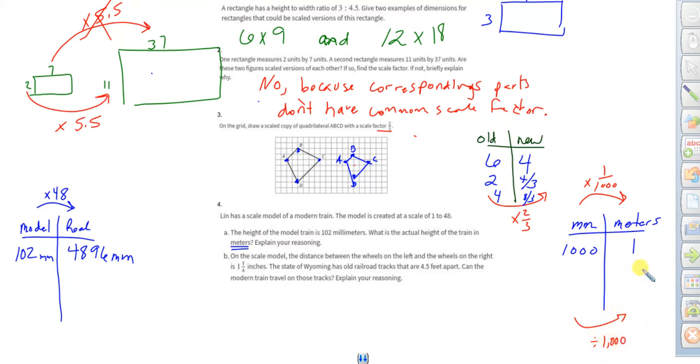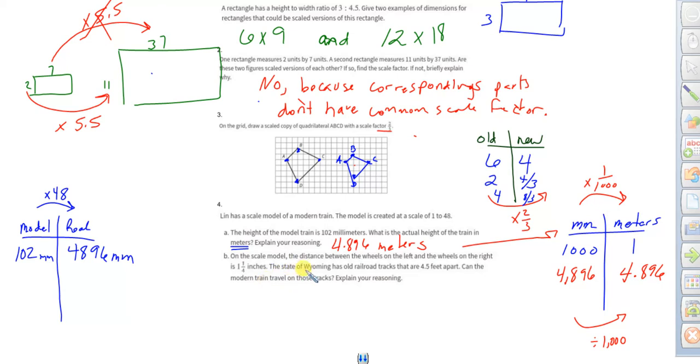So if I've got 4,896 millimeters, I just divide by the 1,000. That'll essentially just move my decimal point 3 places to the left, therefore giving me 4.896 meters. So there's our 4.896 meters, and our explanation is here and over here. We had to multiply it by 48 and then divide by 1,000.